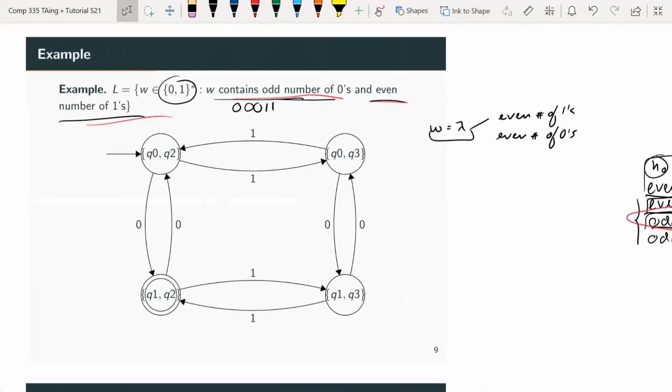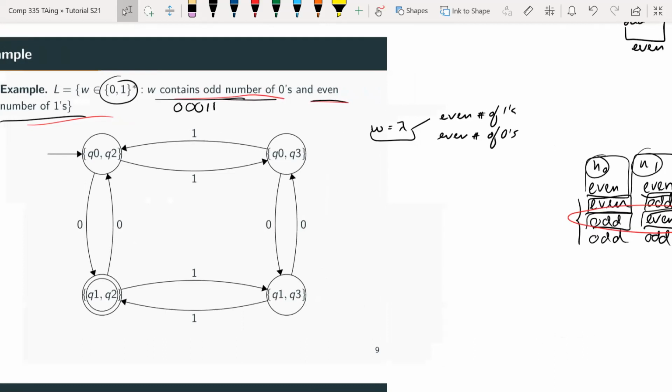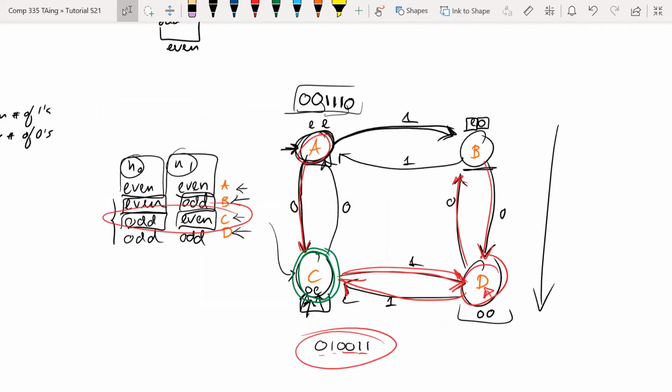Okay, so I realize this example is a bit more complicated, but really, it's just a matter of mapping every possible case to a state. And once you've done that, it becomes a bit easier to understand how the transitions go.